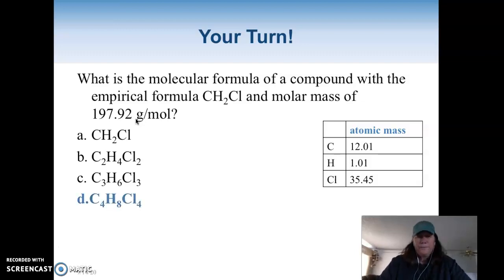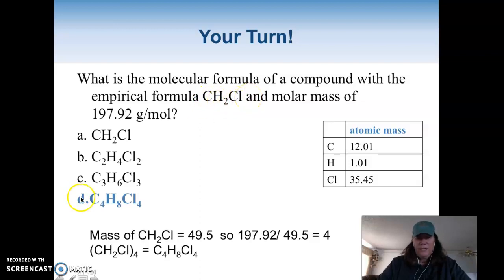Okay. So multiply everything by 4. 4, 8, 4. And here's how we did it. The mass of CH2Cl is 49.5. Again, that's 1 carbon, 2 hydrogen, 1 chlorine. So if you take this number, what they said the molecular mass is, divided by 49.5, you get 4. And so that's your number that you're going to multiply everything by. So C4H8Cl4. That's how you do it.